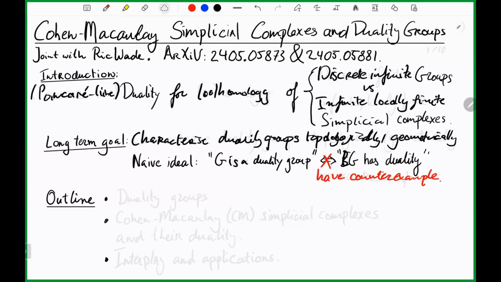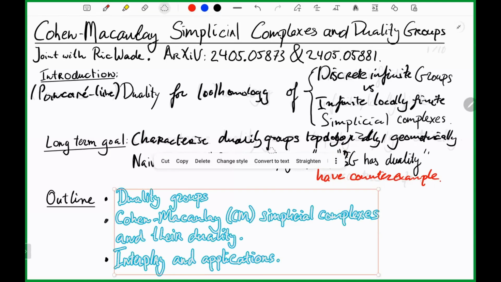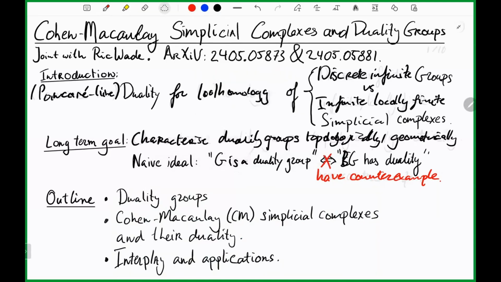So my outline for today is that I'll first give you a brief overview of duality groups, and then I'll introduce the Cohen-Macaulay simplicial complexes that have the kind of duality that we think relates to the duality groups. And then I'll spend a bit of time discussing what we can do in the interplay of the two, and some applications.